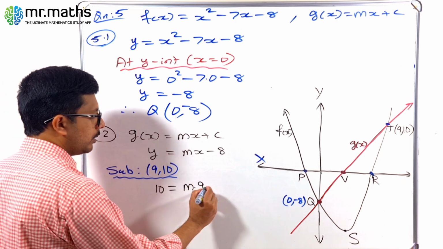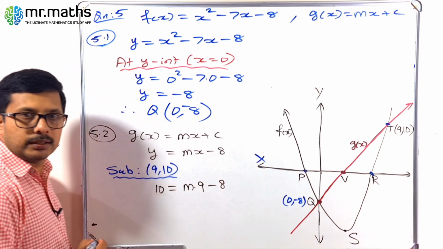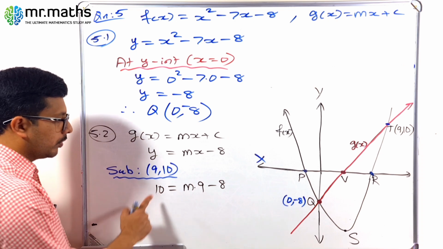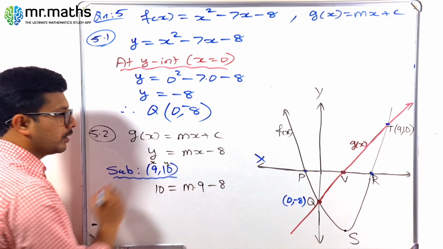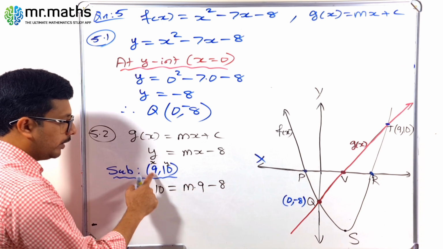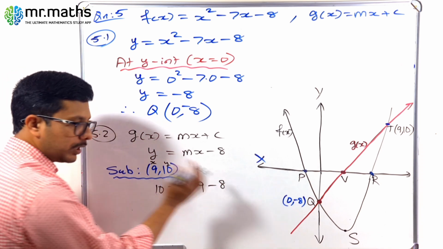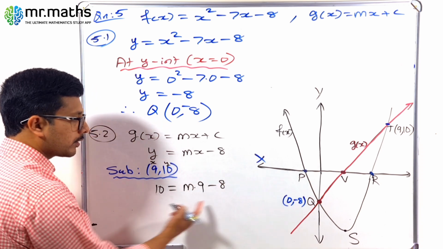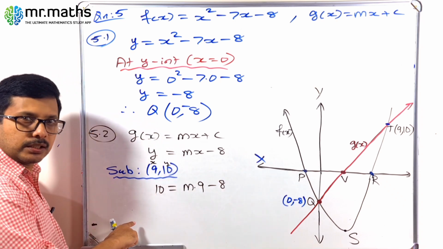X is 9, y is 10. I substitute the x and y values. This is the x value and this is the y value. So y, which is 10, is equal to m into x, where x is 9, minus 8. Take this minus 8 to the other side: 10 plus 8 on this side, positive 8.